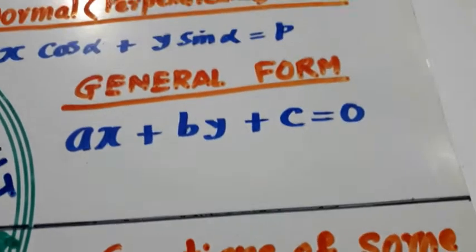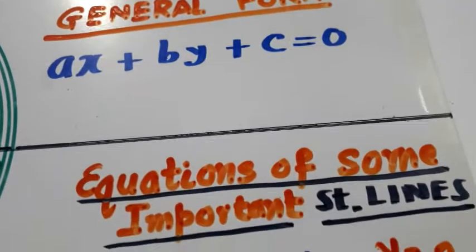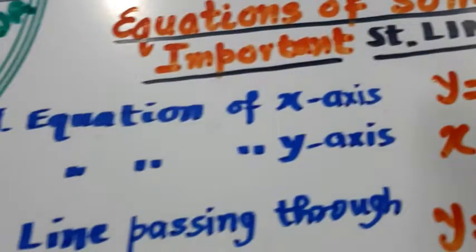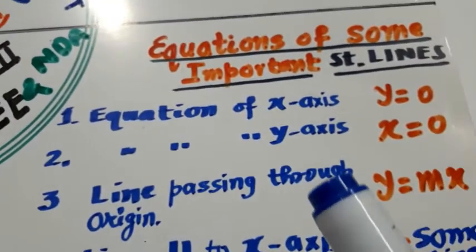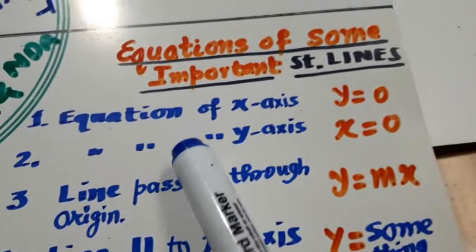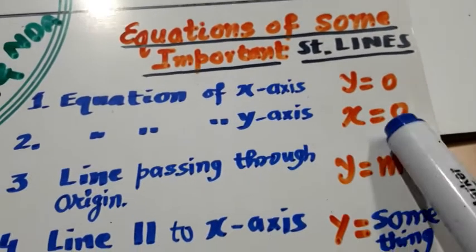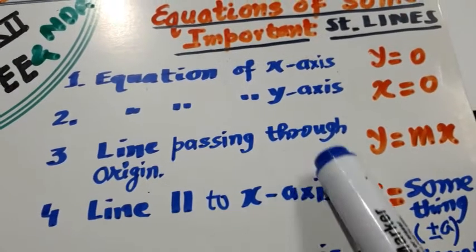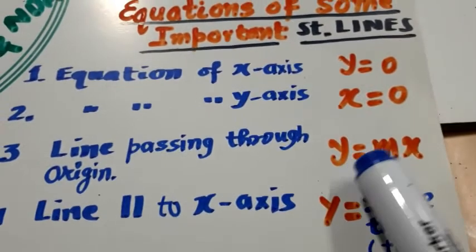Now we'll go with some more important equations, and these are very simple. Equation of x-axis, y equal to 0. Equation of y-axis, x is equal to 0. Line passing through origin, its shape is always y equal to mx.